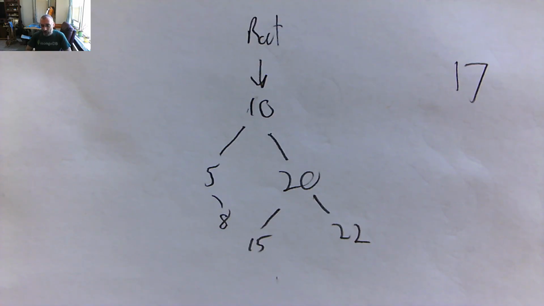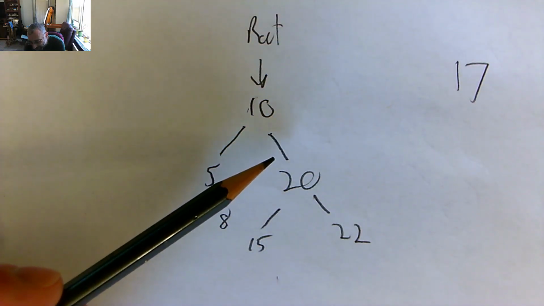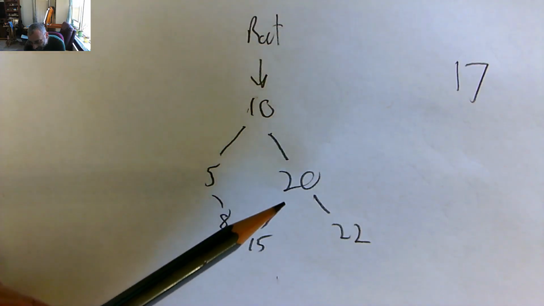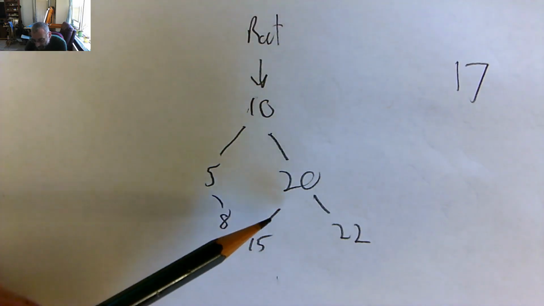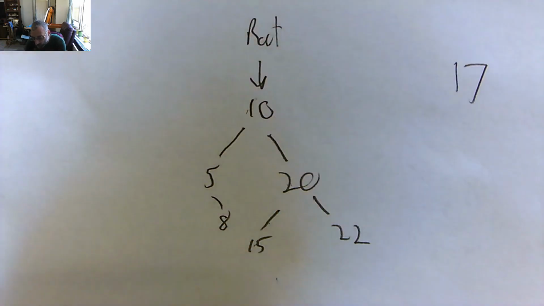Okay, so as you see, you could insert a 17. Well, the 17 can't go here. It's less than the 20. It could go here. You could insert the 17 between the 15 and the 20, but you can also insert the 17 down here underneath the 15.